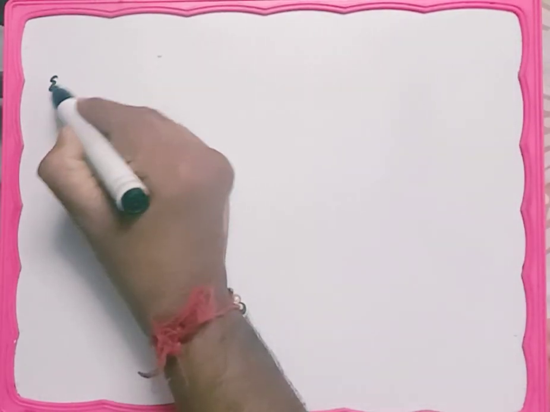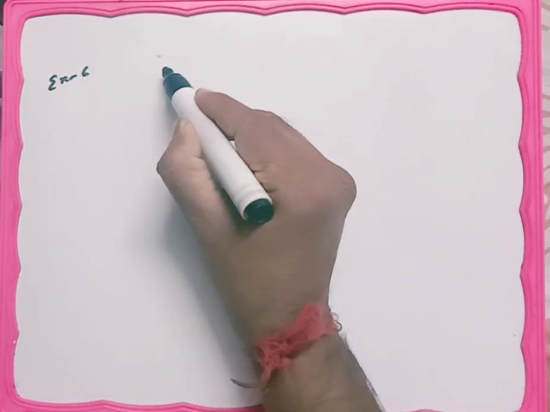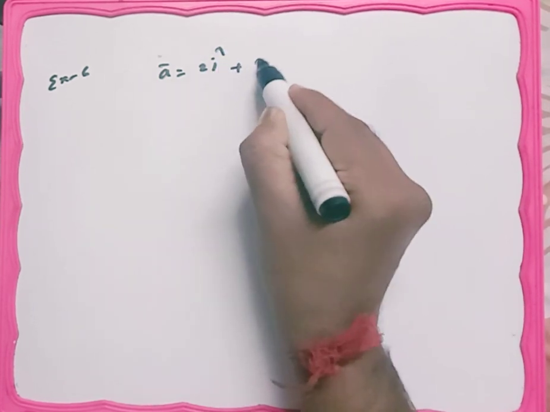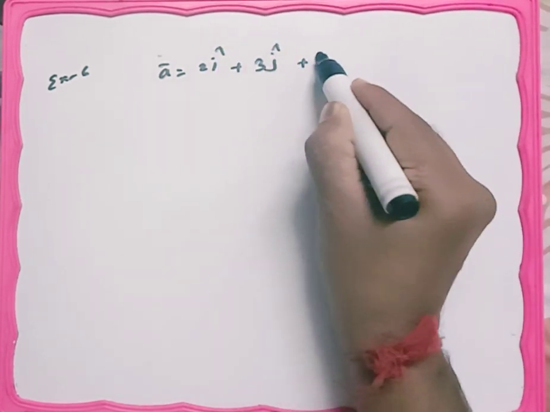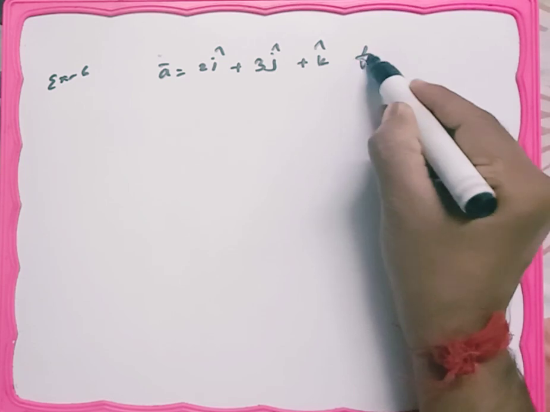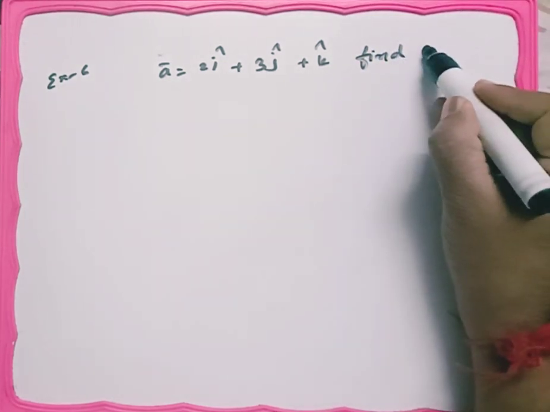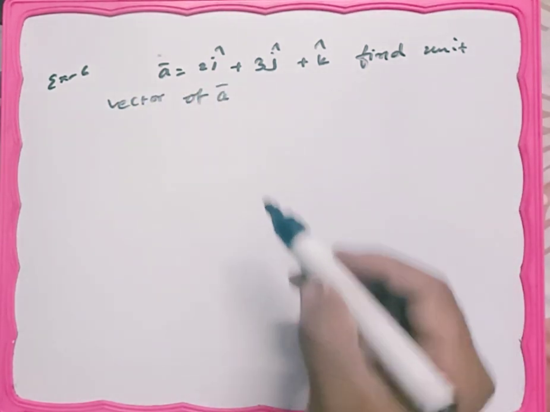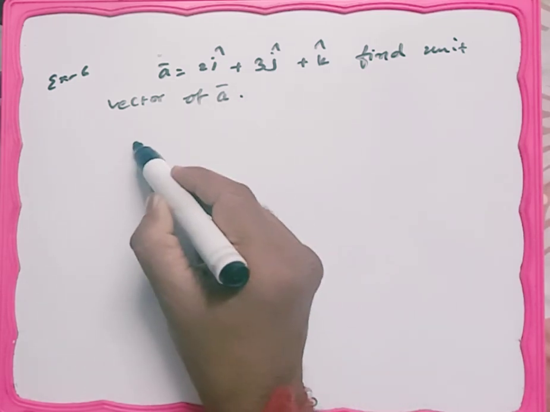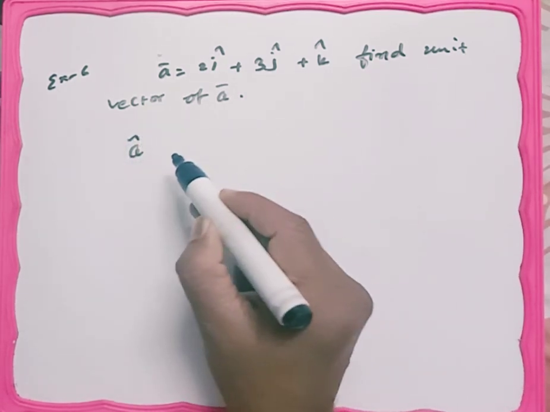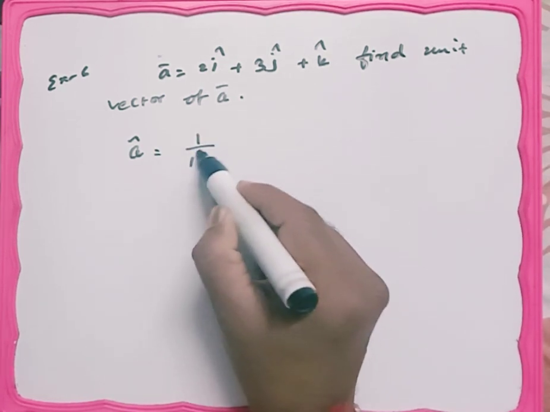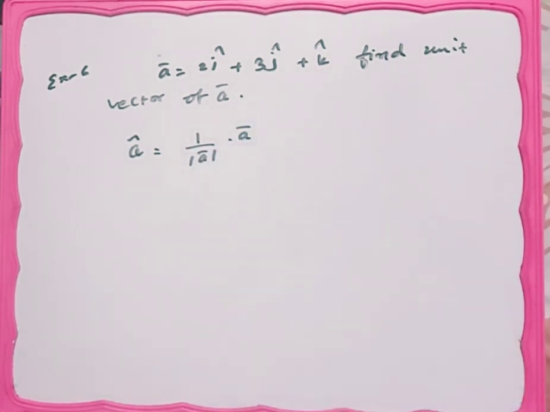Example 6 we have: if a bar is equal to 2i caret plus 3j caret plus k caret, then find the unit vector of a bar. Then we will have the unit vector of a bar, that will be a cap equals 1 by magnitude of a bar into a bar.